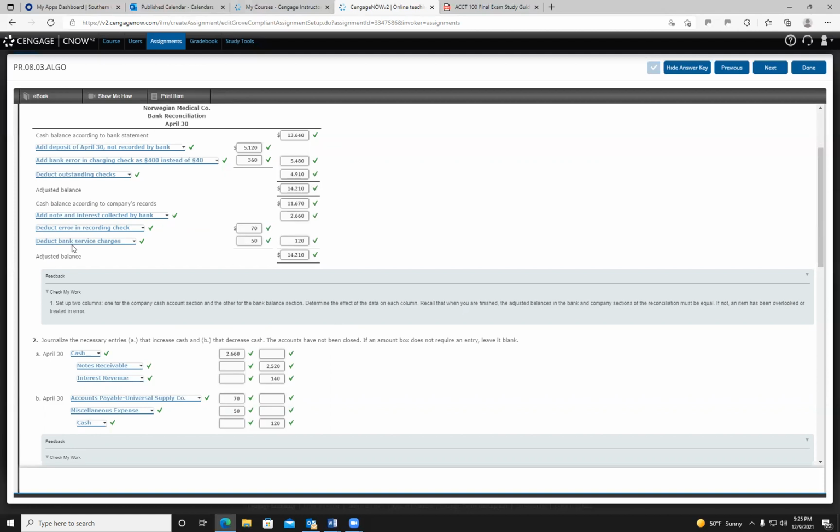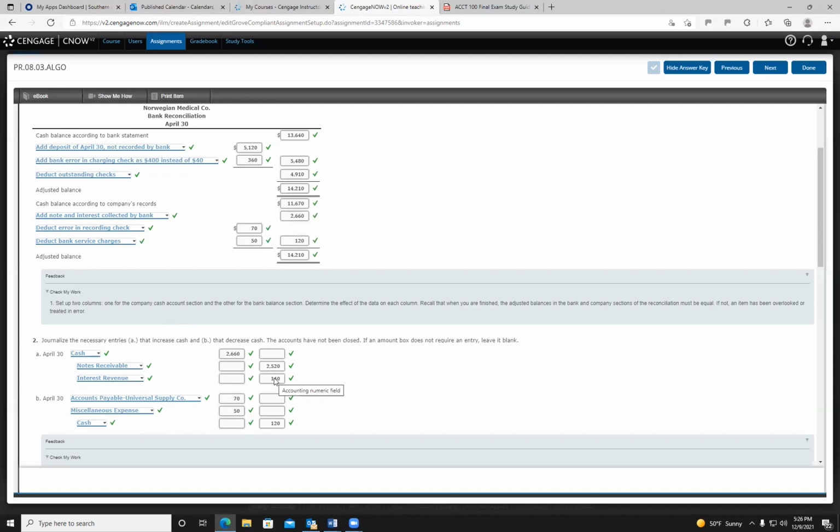So the only adjustments we have to make as far as a journal ledger entry is anything on the book side. The first one we're going to do is look at the journal entry where we record the note that was collected. The total amount of cash we received for the note collected was 2,660. The face value of the note was 2,520, and the total interest payment we received equaled $140.